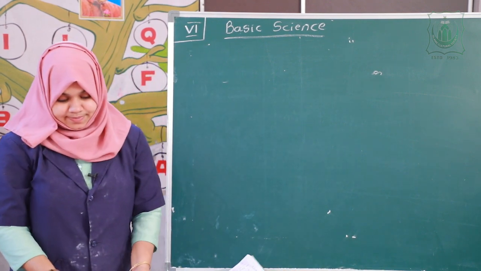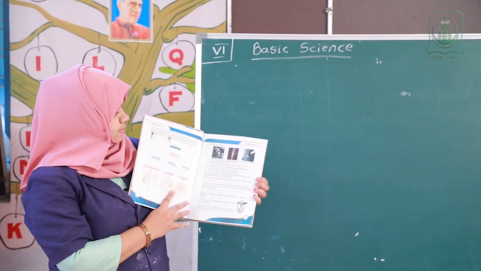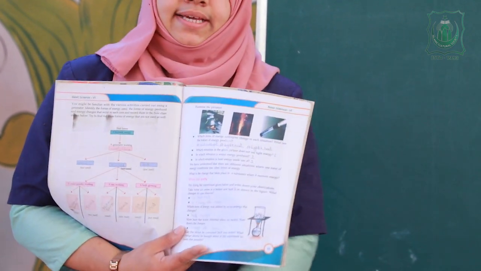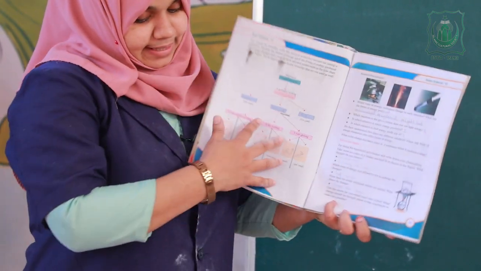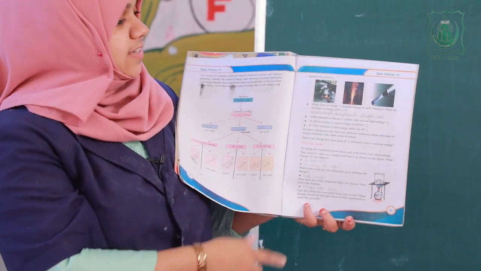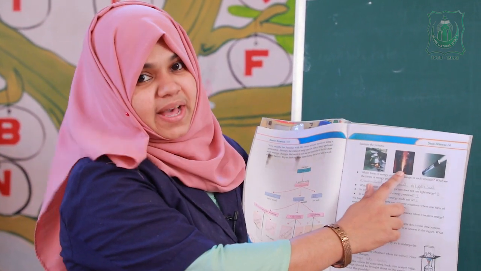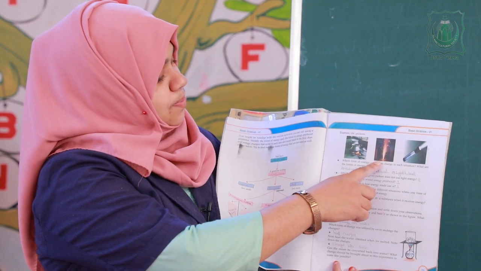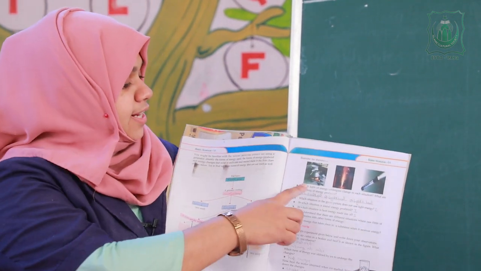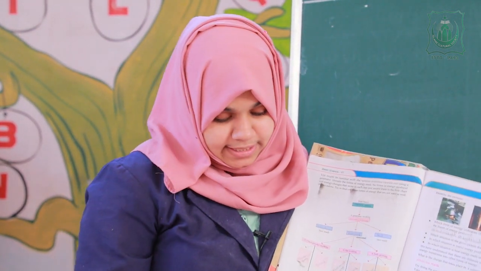The next, all of you take page 23. There are 3 pictures here. What are they? First picture, burning of a firewood. Then second picture, when a sparkler is lit. Third picture, a torch is lit. Burning of a firewood, sparkler is lit and a torch is lit.